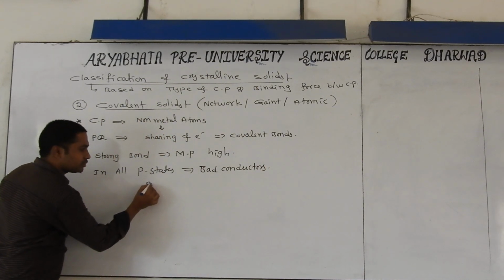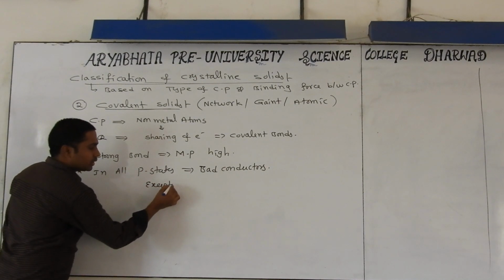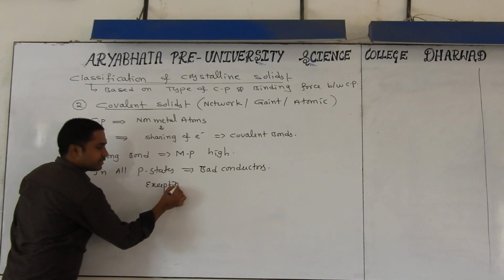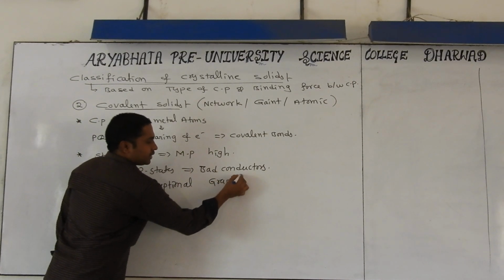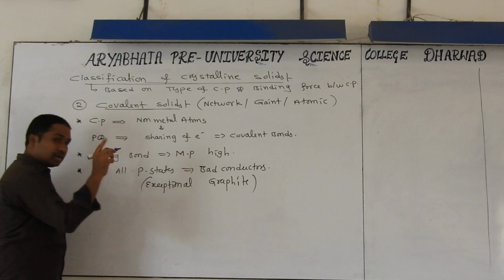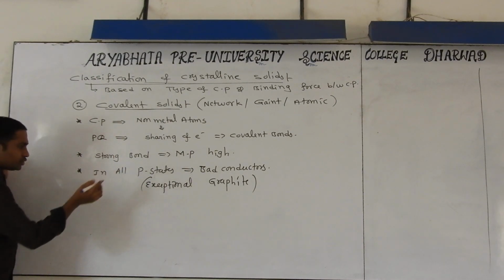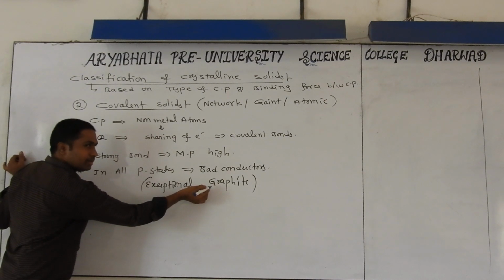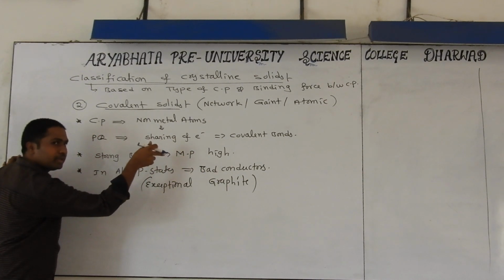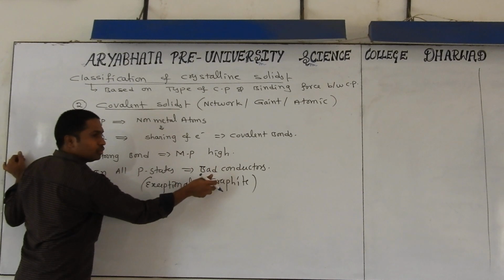But here one exception should be mentioned. The exceptional case is graphite. Yes or no? We learned this in first year under the fourth group elements. Even though graphite is made up of carbon atoms, a non-metal, according to this theory it should be a bad conductor, but it is a good conductor.